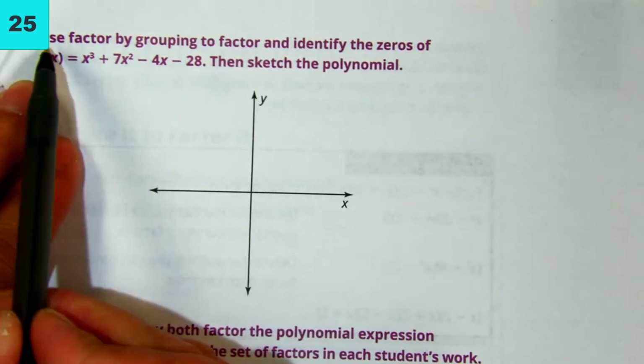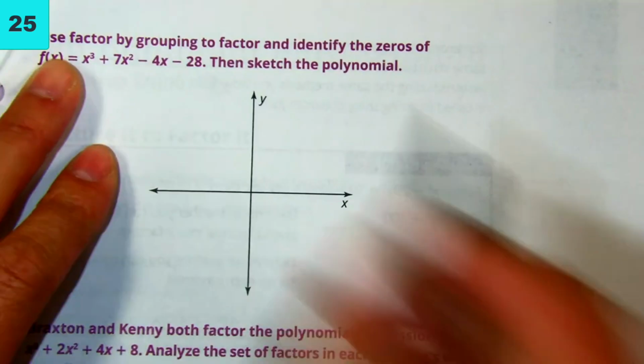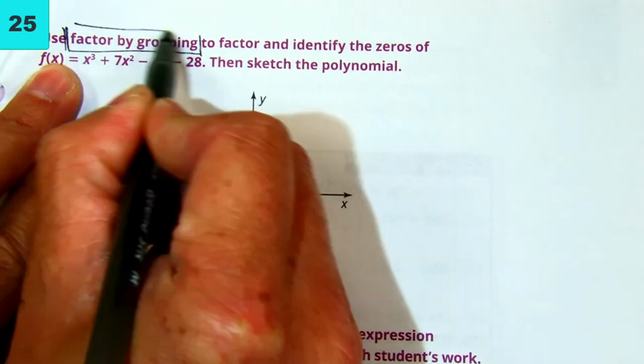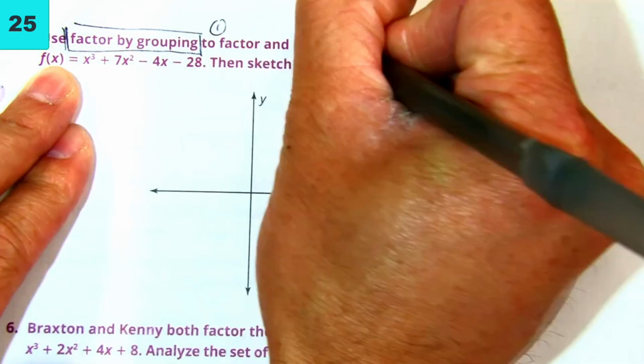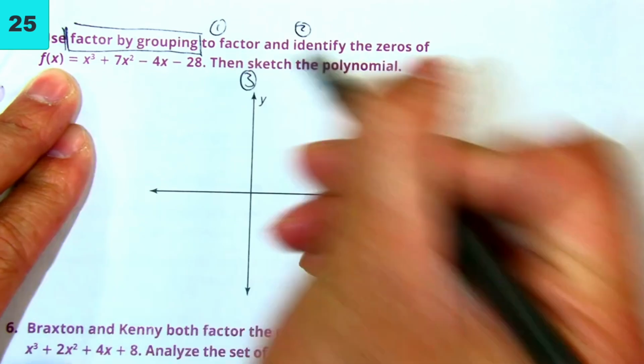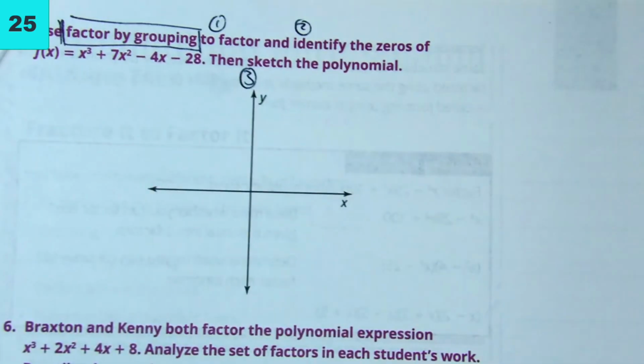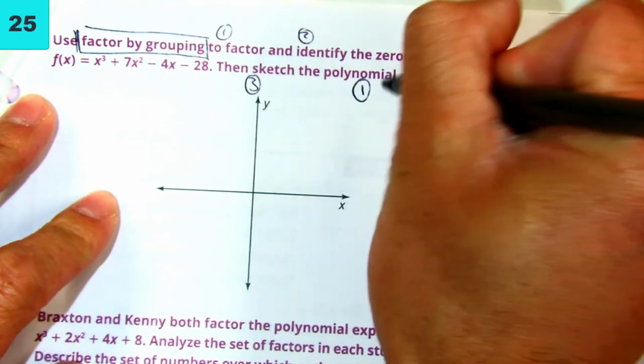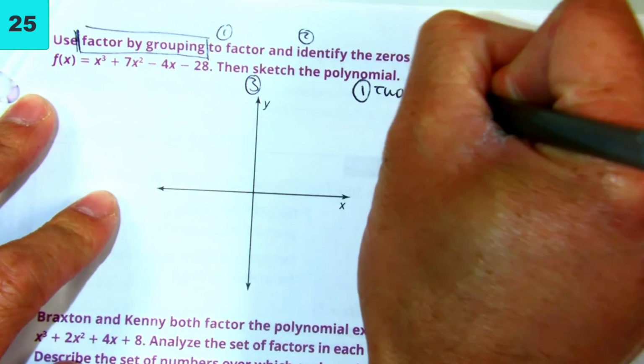5. Use factoring by grouping. So this is today's lesson, factoring by grouping. To factor, identify the zeros and sketch. We've been doing those 3 things, but now we have a different method. I'm going to show you guys 2 ways of doing this. This first method I call 2 GCFs.